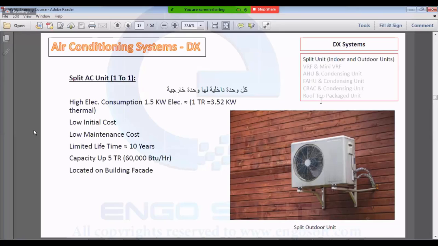The capacity reaches 5 ton, which is 60,000 BTU per hour. Okay. 5 ton is equal to how many horsepower? 7.5 horsepower. Yeah. The outdoor unit must be mounted on the building facade, right?